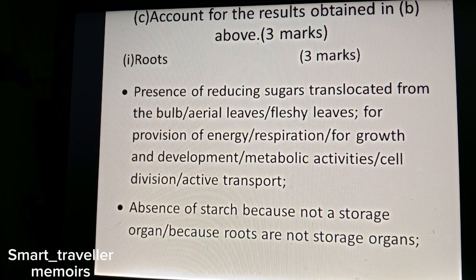Account for the results obtained in B above. Presence of reducing sugars translocated from the bulb or aerial leaves or fresh leaves for provision of energy or for respiration or for growth and development, metabolic activities, or for cell division or active transport. That's why they are there. Absence of starch because not a storage organ, because roots are not storage organs. You can also say that.